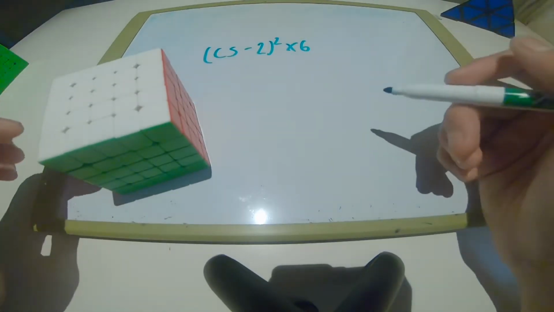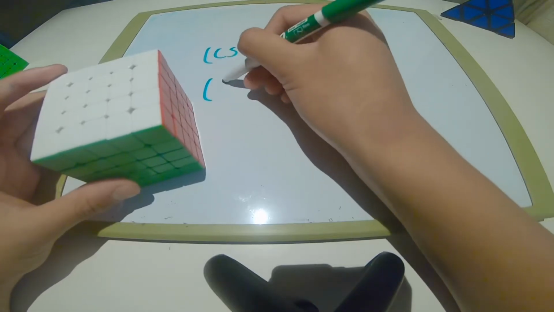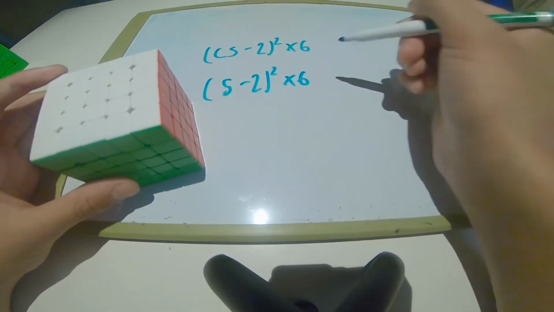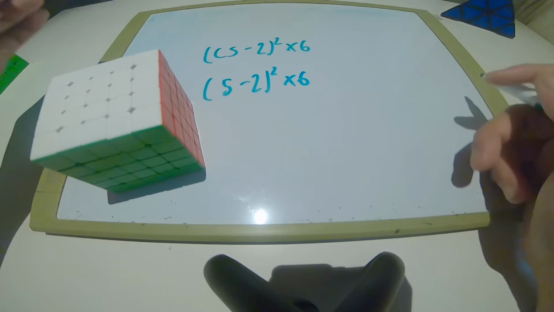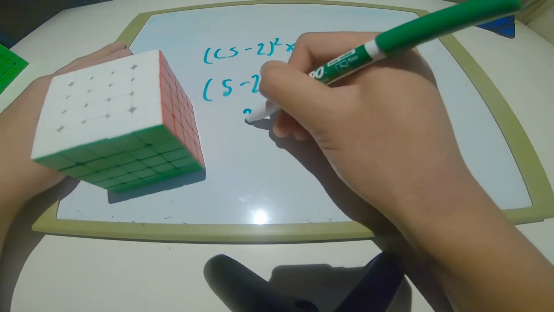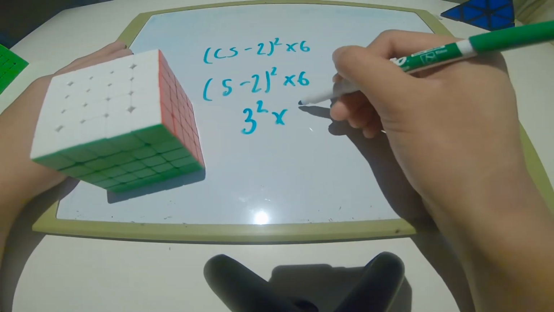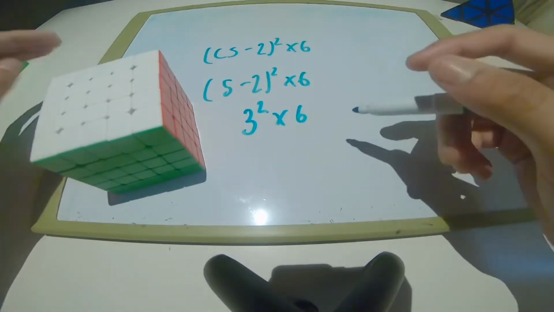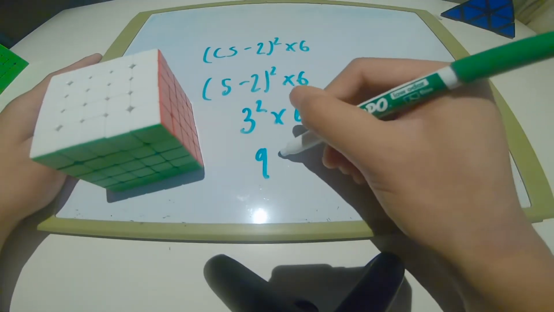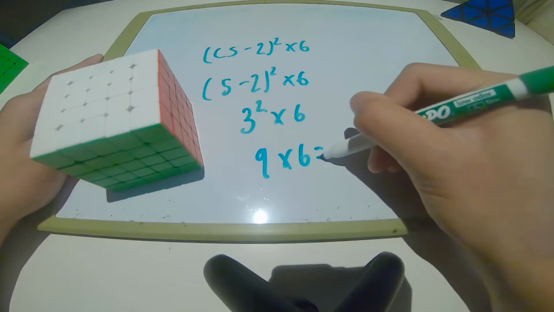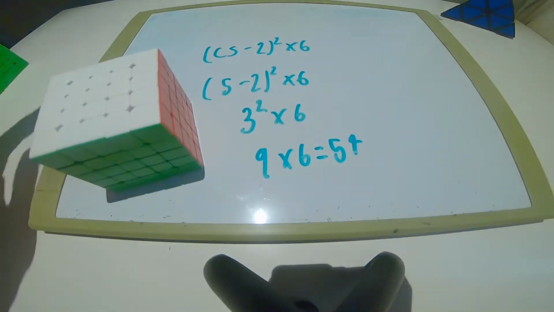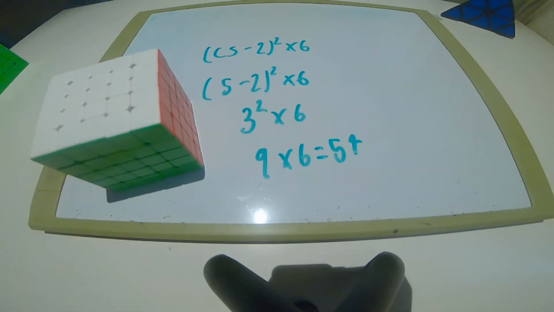Let's try it on the 5 by 5. The cube size is 5. We'll just write out everything, but we'll replace CS with 5. 5 minus 2 is 3. So we have 3 squared times 6. 3 squared, or 3 times 3, is 9. So 9 times 6 is 54. 54 centers on the 5 by 5.